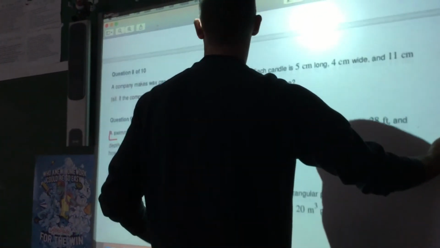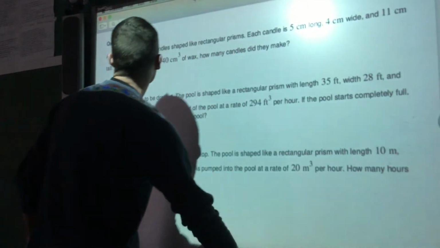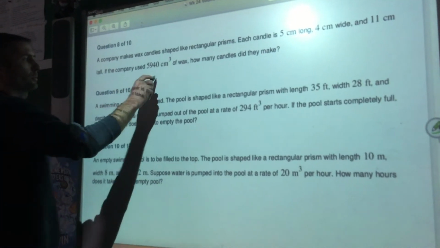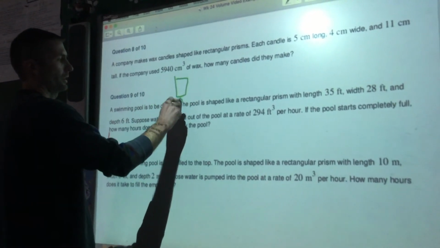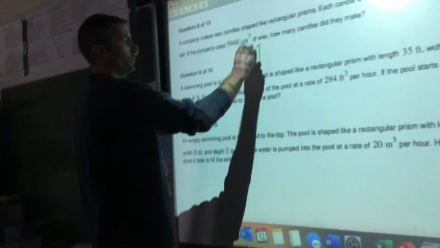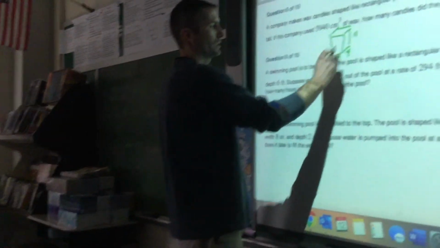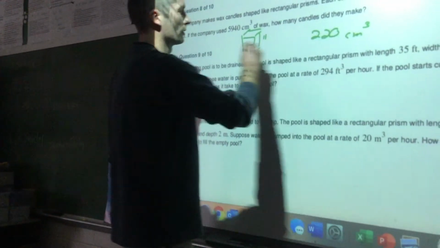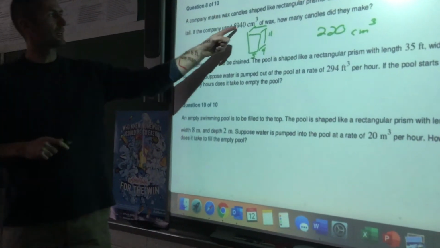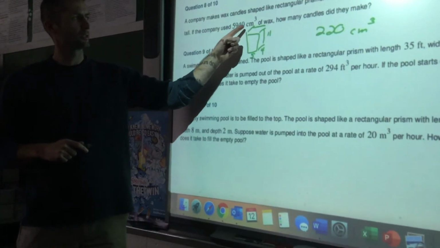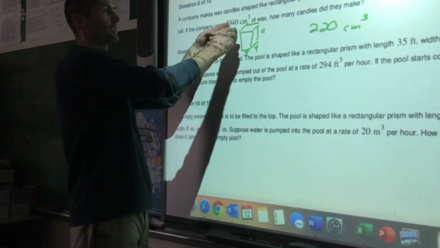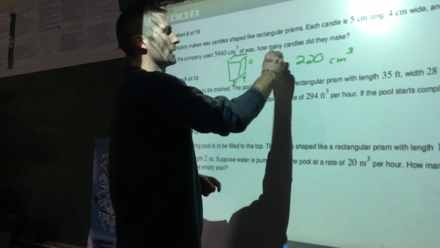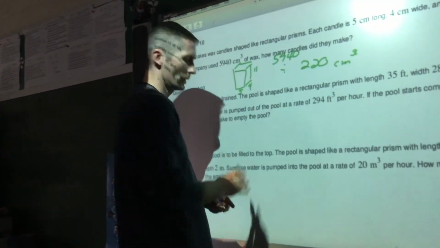Okay, next problem. A company makes wax candles shaped like rectangular prisms. Each candle is 5 by 4 by 11. Okay, 5 by 4 by 11. So the volume of that is 220 centimeters cubed for one of those. The company has this much wax. How many candles did it make? Same type of problem. We have this much total, and we're dividing it by that. So 5,940 divided by 220.